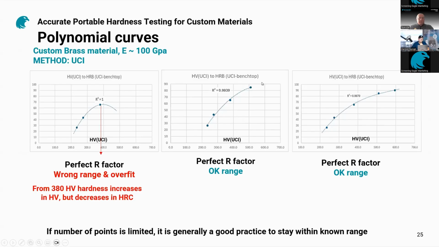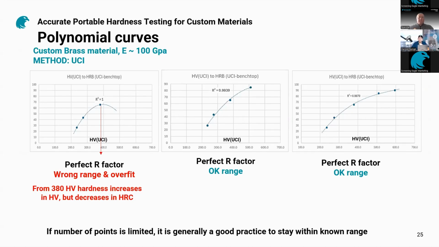And the solution for this curve is that it should be stopped here. Here you see a perfect R factor. It's a very excellent one and a very okay range. And here you see even slight extrapolation and interpolation because of the known curve behavior.